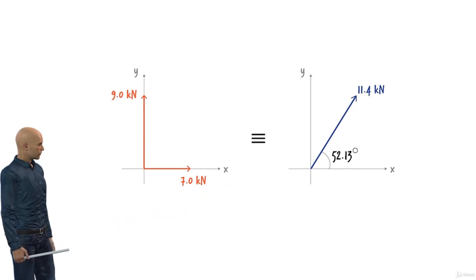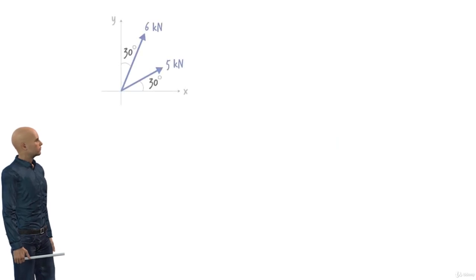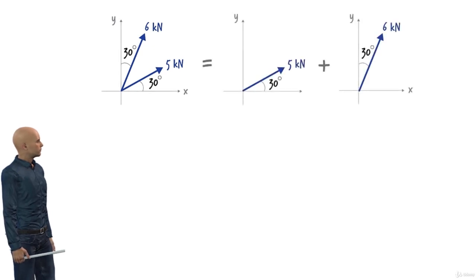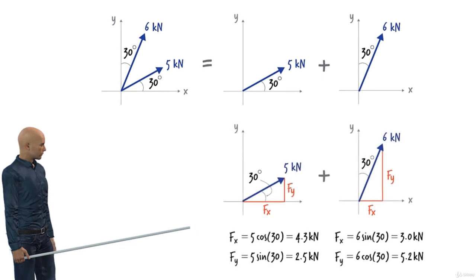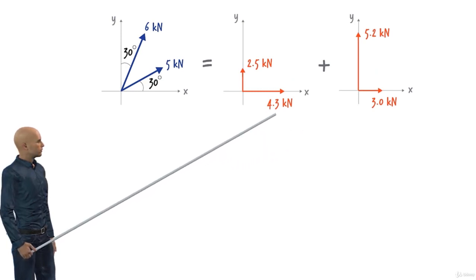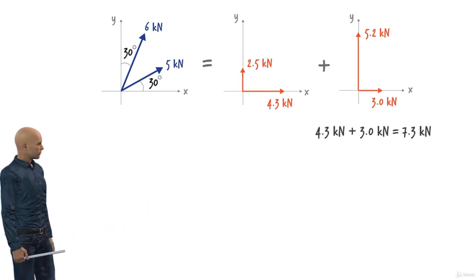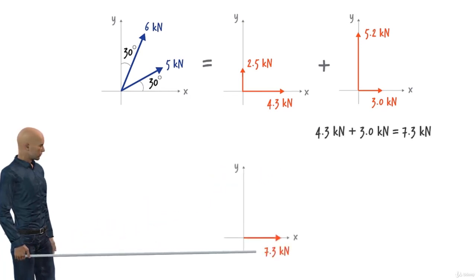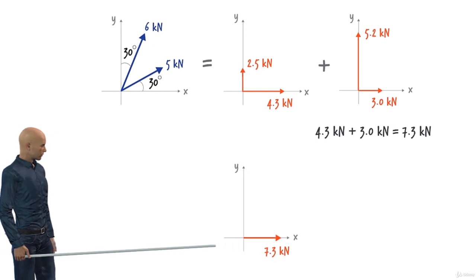Knowing how to express a vector in terms of its x and y components, we are now ready to see how two or more vectors can be added together. Consider the following two vectors. To add them together, let's consider each vector in isolation and determine its x and y components, like this. We can replace the original vectors with these two pairs of vectors. We then add these x components together. This gives us a force vector along x-axis with a magnitude of 7.3 kilonewtons.